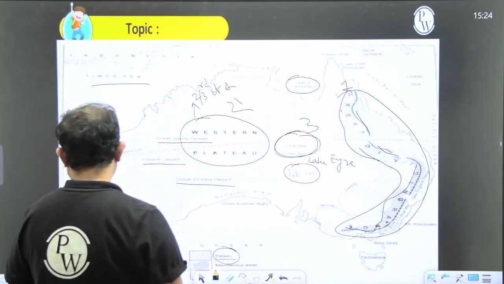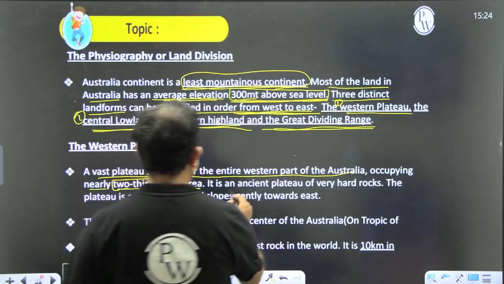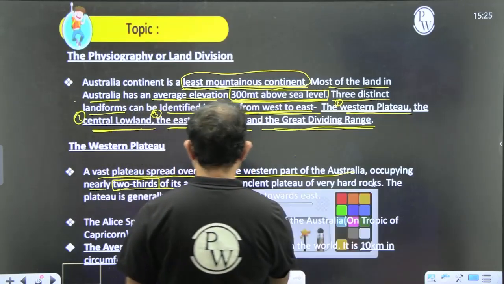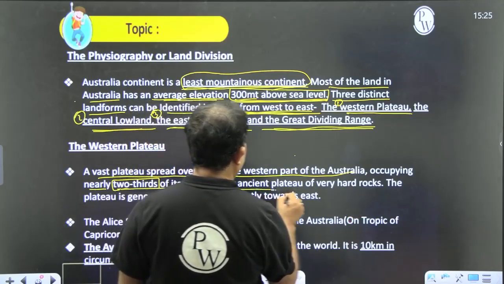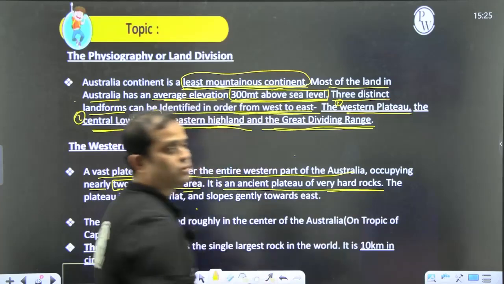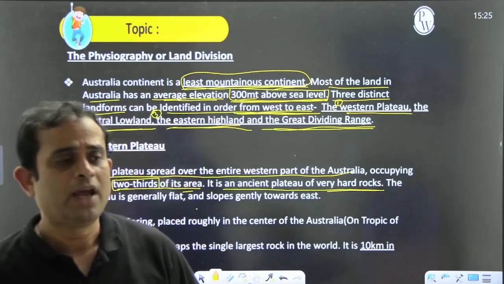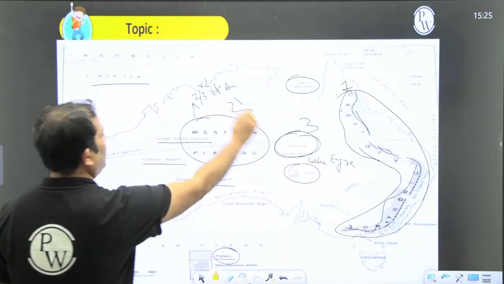So next, it is an ancient plateau. Basically, if you know about this Western Australia plateau, it is an ancient plateau of very hard rocks. The Western Plateau is made of very hard rocks.